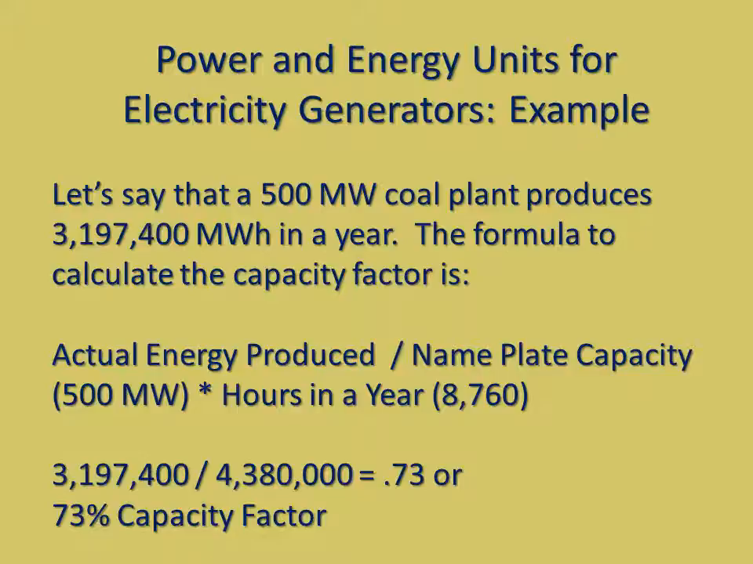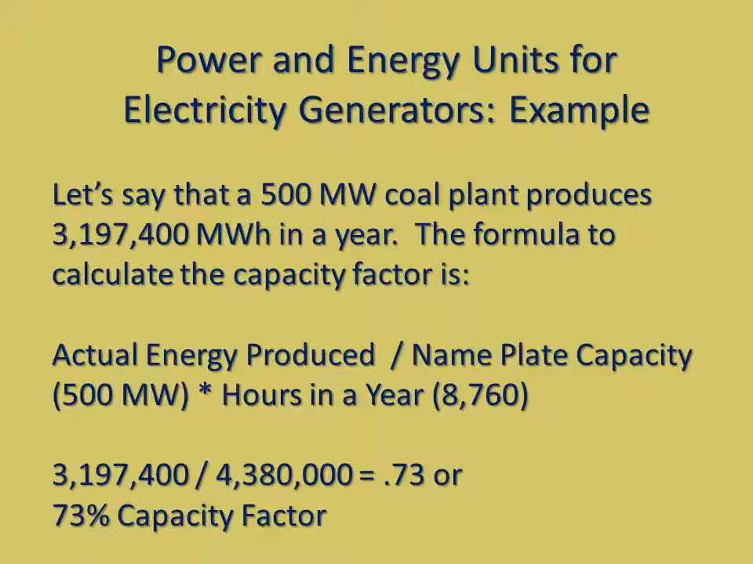And so the formula to calculate the capacity factor is you divide the total energy produced by the nameplate capacity, 500 megawatts, times the number of hours in a year, 8,760. And this ratio gives us the capacity factor. In this case, it would be 73%. So this is an important concept in the power industry that's used to assess the productivity of various generating assets.